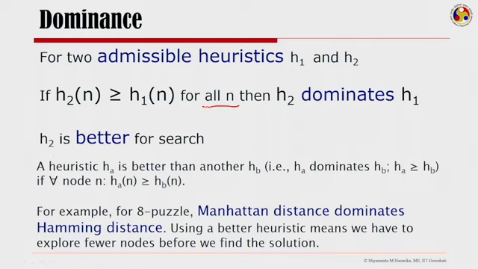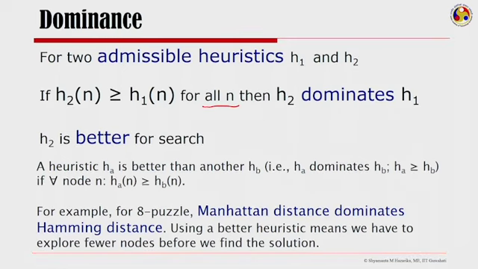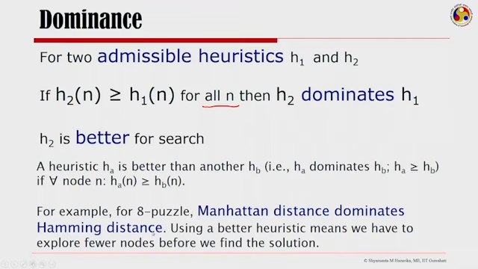A heuristic H sub a is better than another heuristic H sub b, that is, H a dominates H b, if for all nodes H a is more than or equal to H b. For the 8 puzzle game, we had highlighted two heuristics, if you remember: the total of the Manhattan distances and the total of the misplaced tiles. The Manhattan distance dominates the Hamming distance heuristic.